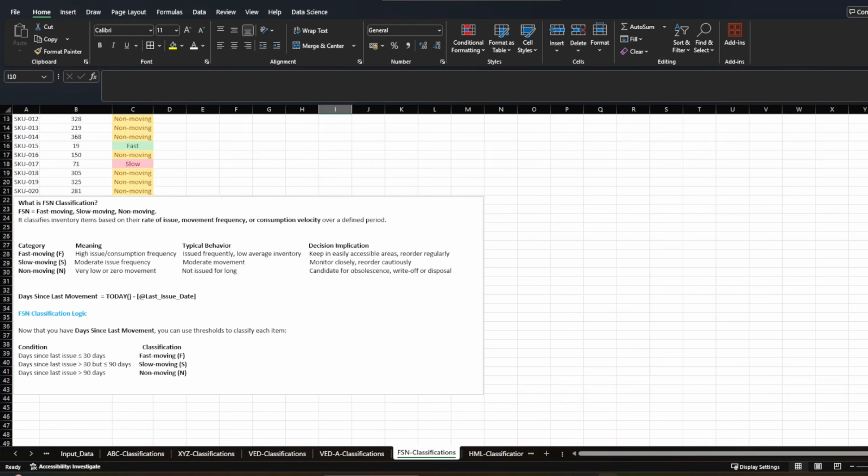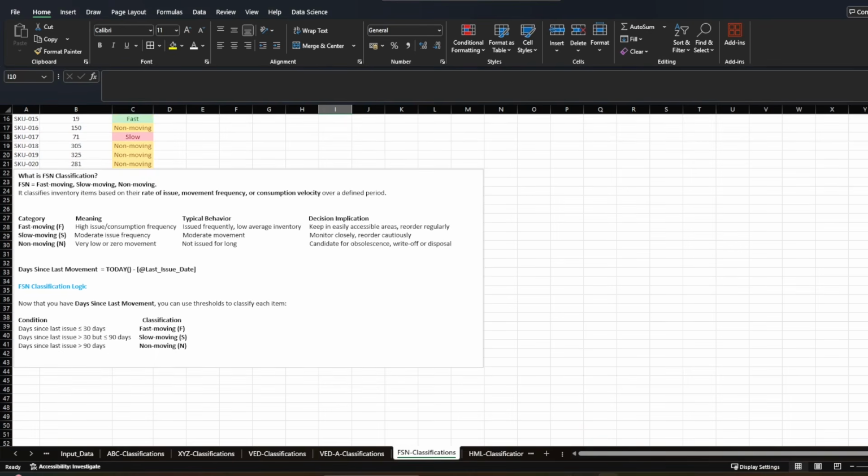Now moving on to the third, which is non-moving. In non-moving, we have very low or zero movement, not issued for a long time. You need to define what "long" is, and then it is a candidate for obsolescence, write-off or disposal of inventory. So first of all, you need to check when the last transaction for this particular item was, calculate it with this particular formula, and after getting that day count, you can have a proper classification.